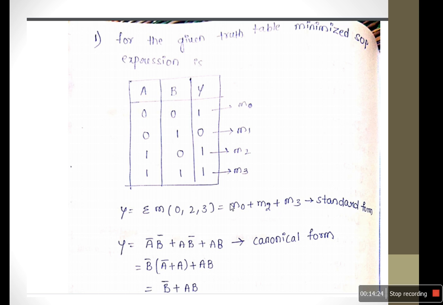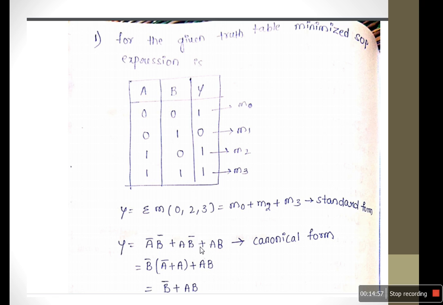So in sum of products, we are summing the products. So first product is 0 0, that 0 0 is nothing but A bar B bar, plus the second product is A B bar, that is M2, and the third product is AB, that is M3. So we are adding the products, that is the SOP, sum of products. So A bar B bar plus A B bar plus AB.